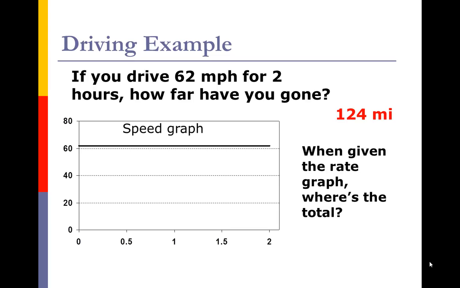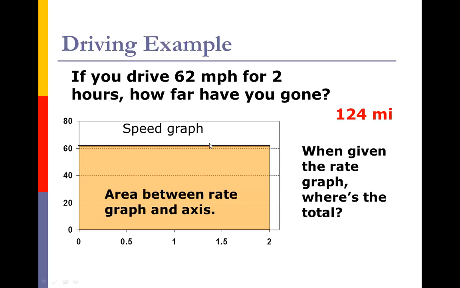So we can do that number-wise, but graphically, when we've got the speed graph, the rate graph, where's the total? How do I get the total distance that I've driven? Well, hopefully you realize that 62 times 2 is actually an area. 62 is the height, and the length here was 2. When we do length times height, we get the area. We did 62 miles per hour times 2, which is this nice little area, and this area would be worth 124 miles.